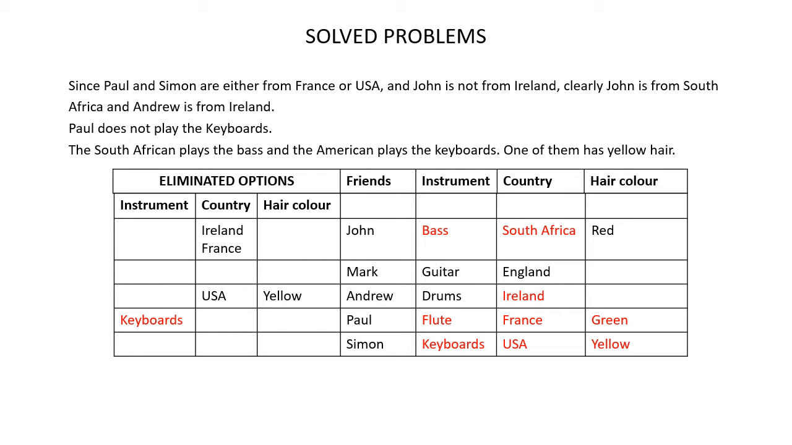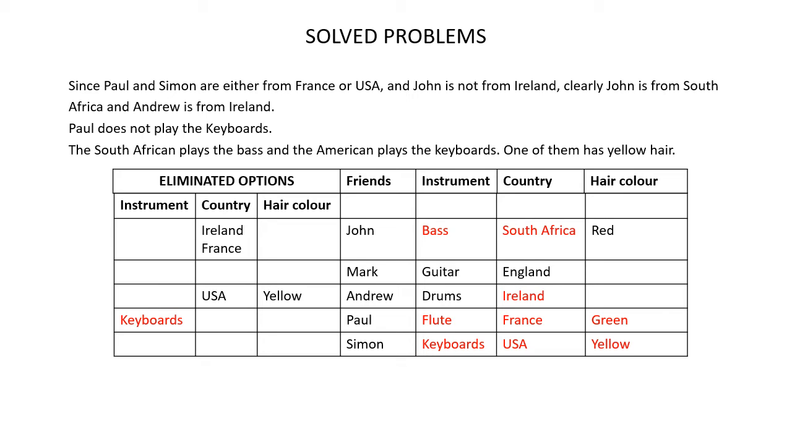Paul does not play the keyboards. The South African plays the bass and the American plays the keyboards. One of them has yellow hair. Now it's given that the South African plays the bass. So John is the South African. So he plays the bass. It's given Paul does not play the keyboards and the American plays the keyboards. Since Paul does not play the keyboards, clearly Simon plays the keyboards.